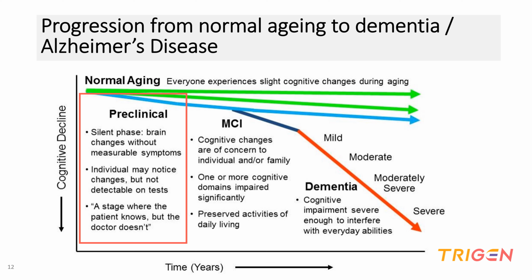This is a silent phase where the brain changes without measurable symptoms. Individuals may notice changes, but these are not detectable on tests. Next, we go on to MCI, which means mild cognitive impairments. These cognitive changes become more apparent to the individual, family members, and people around them. Though one or more cognitive domains are impaired significantly, they are still able to perform activities of daily living.